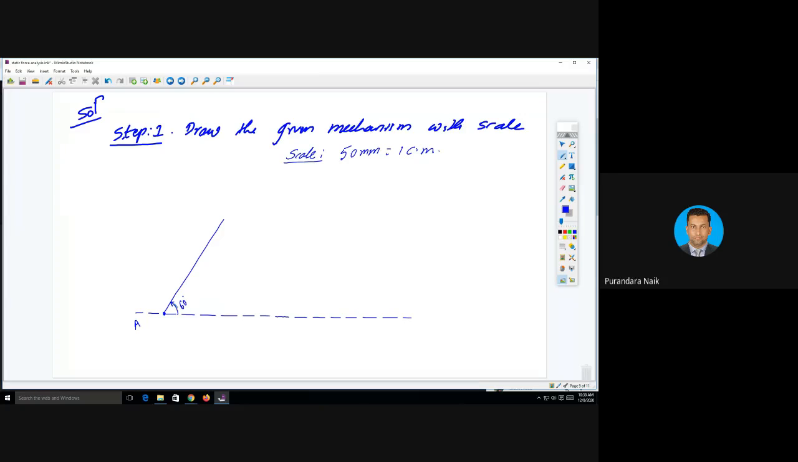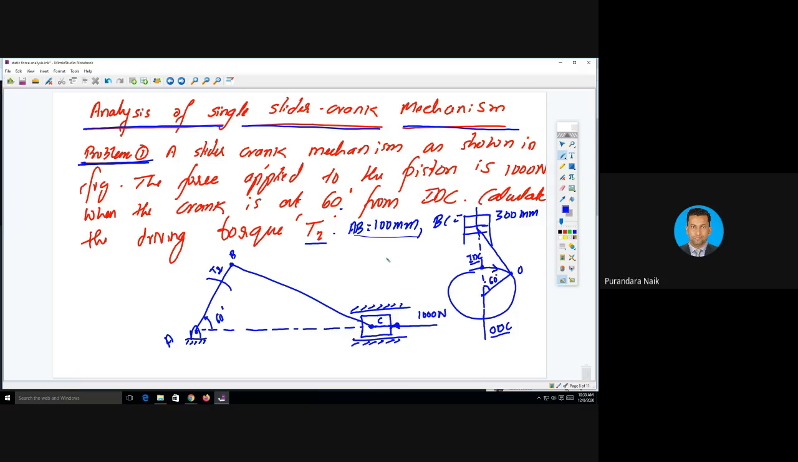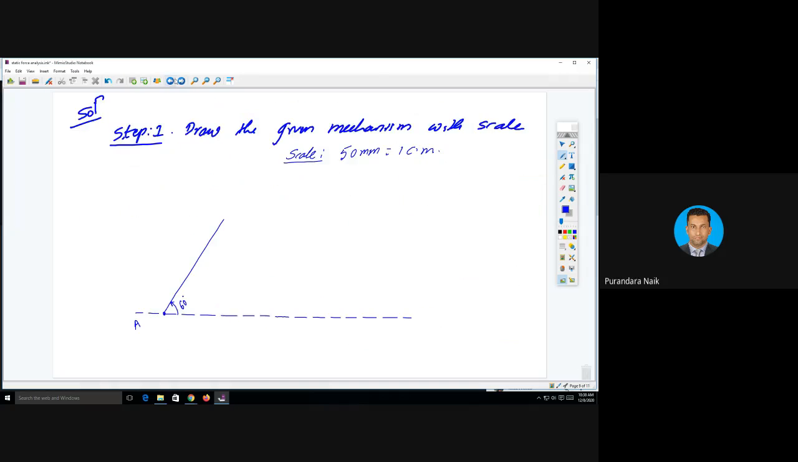After taking the 60 degree line, take the compass and take 2 centimeter, because AB is 100 millimeter, which means 2 centimeter. So cut the length. This is B.